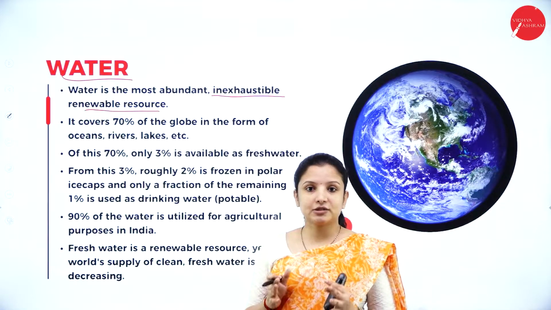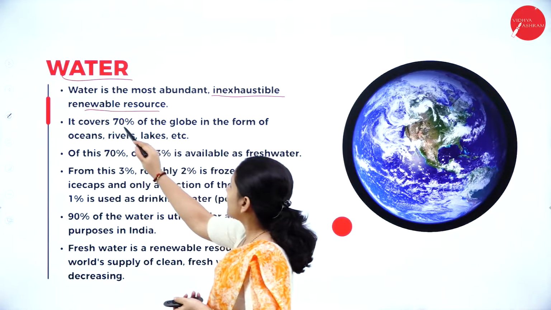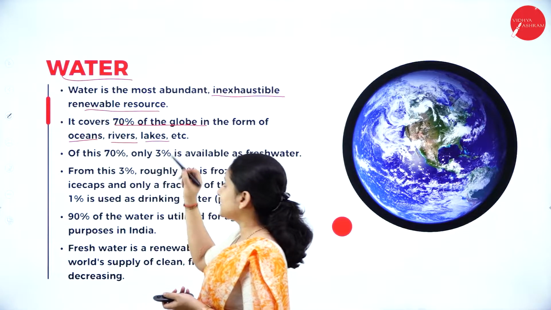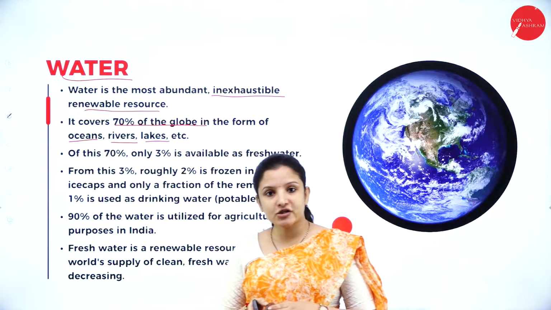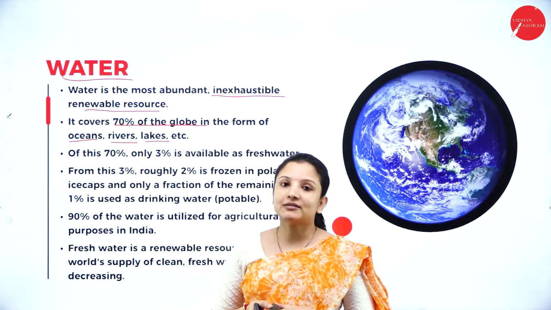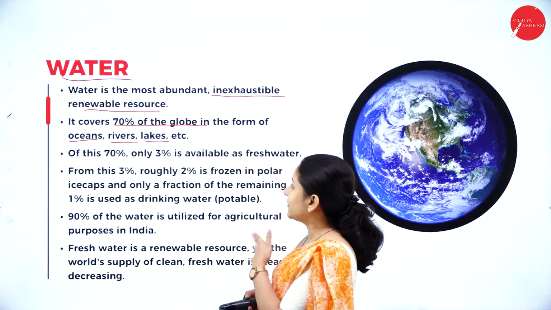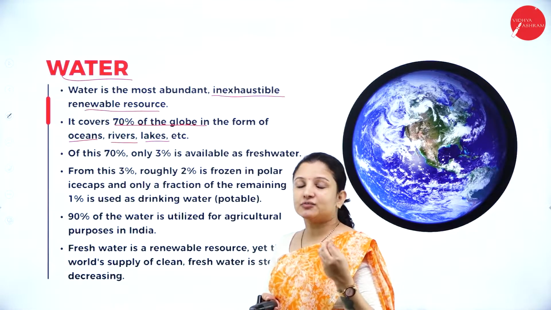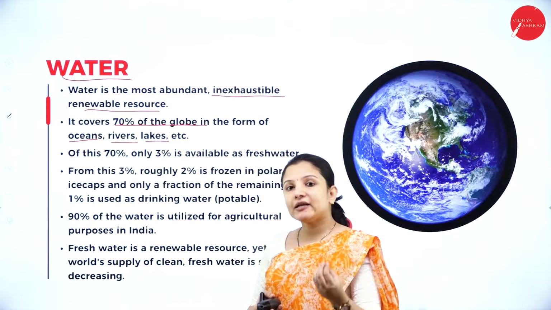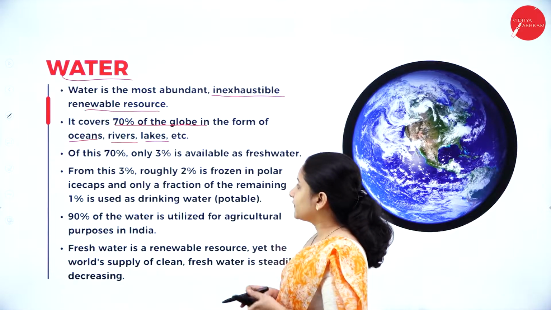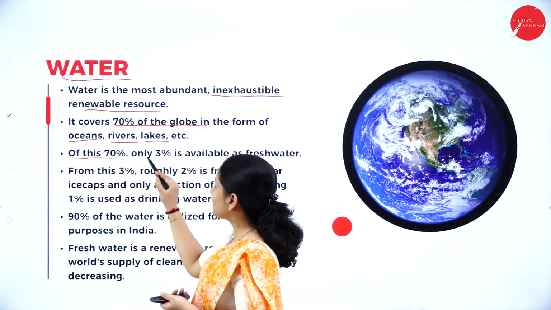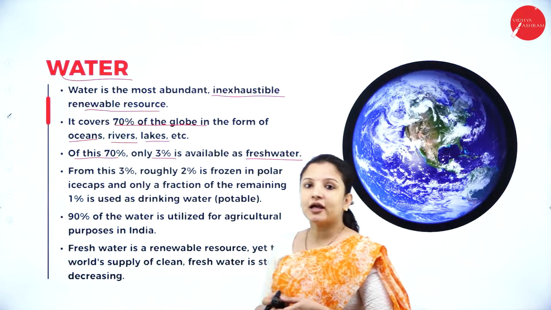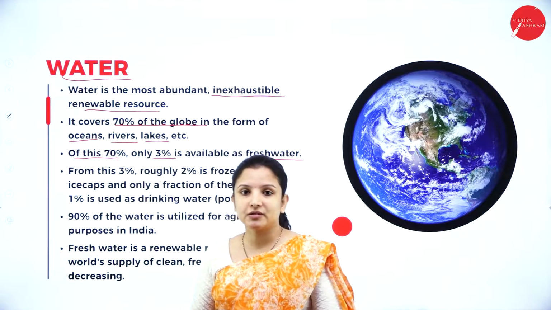And 70% of the globe or the earth is covered by water in the form of oceans, rivers, lakes, etc. So we have both fresh water and marine water that is covering our planet. In that, 70% is made up of oceans, rivers, lakes, small streams, ponds, which are various sources of water. Of this 70%, only 3% is available as fresh water. So this fresh water can be used for various industrial purposes and all that.